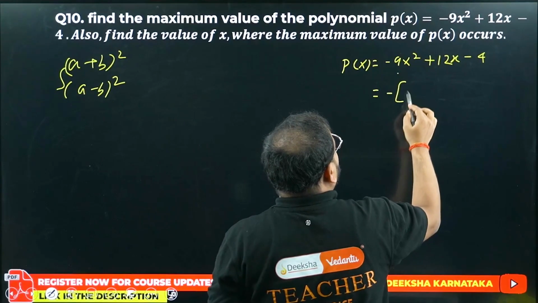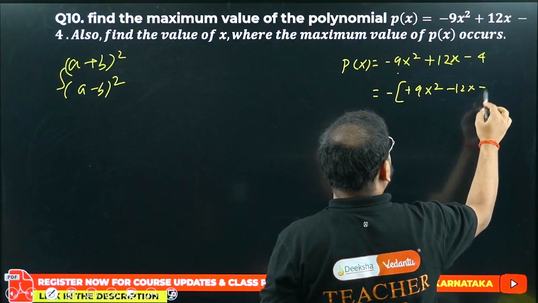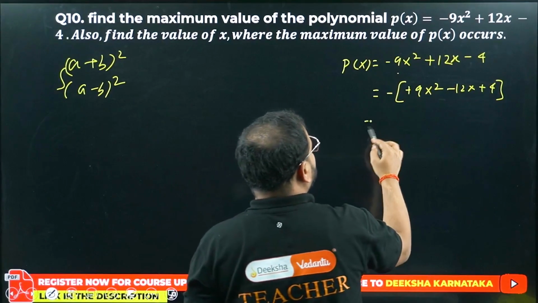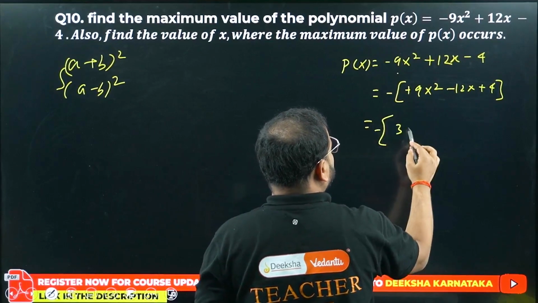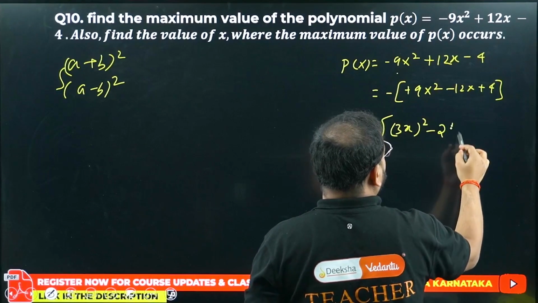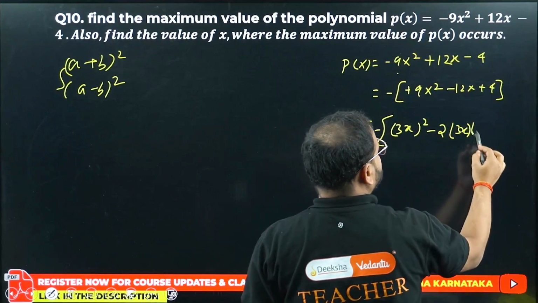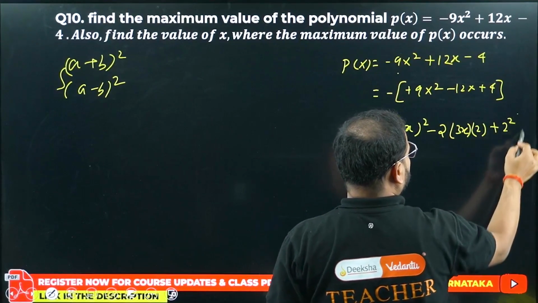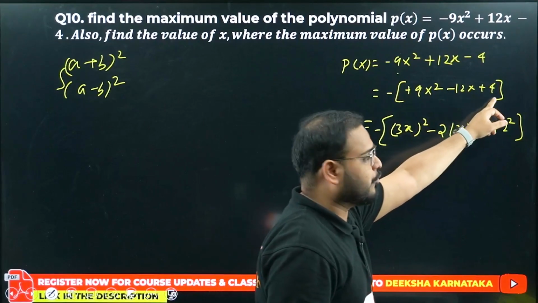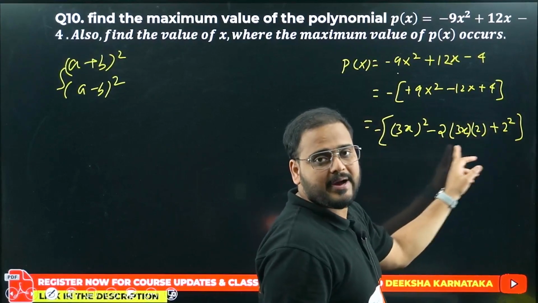If I take minus common, I get plus 9x square minus 12x plus 4. I know you will agree with me. I've taken the minus sign common. Now please have a look. I can write this as minus, outside, 3x the whole square, and this I can write as minus 2 times 3x times 2 plus 2 square. How come, sir? a is 3x, the whole square is 9x square, and b is 2, so b square is 4, which means 2 square is 4. So it is minus 2ab.